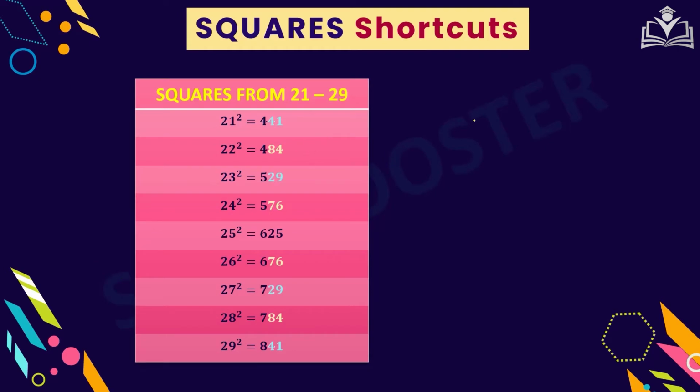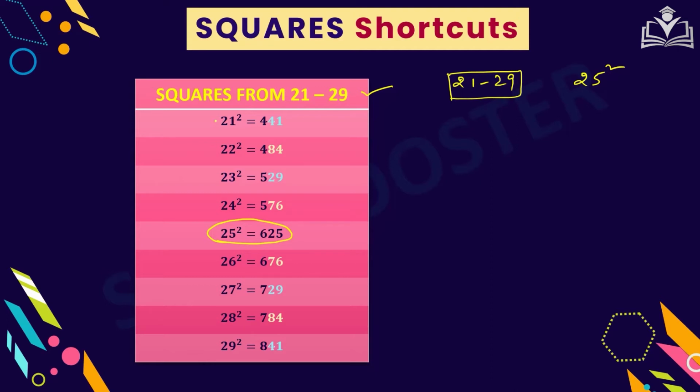Next one. So many students. Now, in this slide, I will tell you how to remember 21 to 29 squares. So many students are unable to remember these squares. I will tell you one small trick to remember all these squares. I think 25 is not at all required. Why? Because we already learned 25 square, that is 625, squares ending with 5. And we will see the remaining squares.